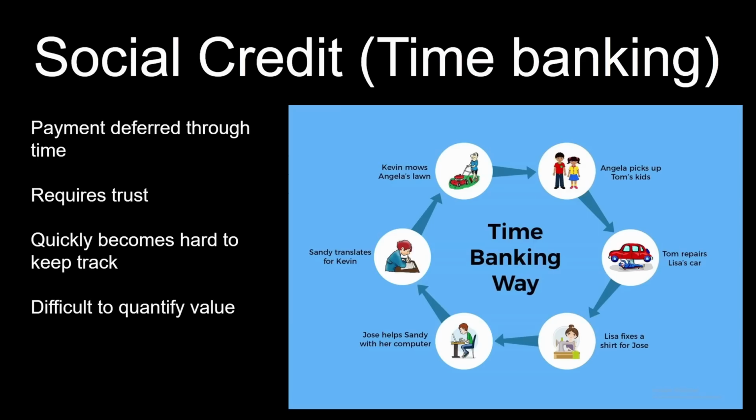So social credit and time banking are used quite a lot in family and social situations. For example, if you share lifts to work with a colleague, then generally you will keep track of who has done how many lifts, and there will be the expectation that these lifts are repaid in the future. But for a complex economy, it doesn't really work, and it is a relatively high friction form of trade.